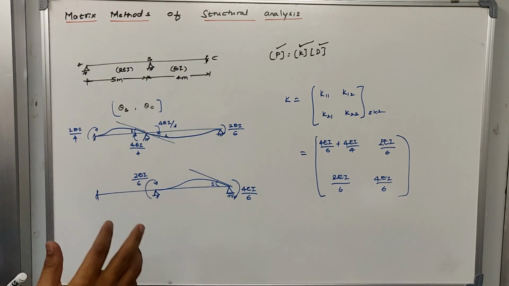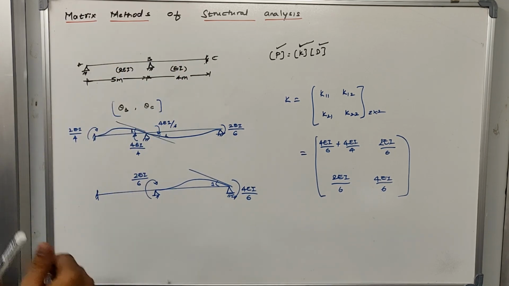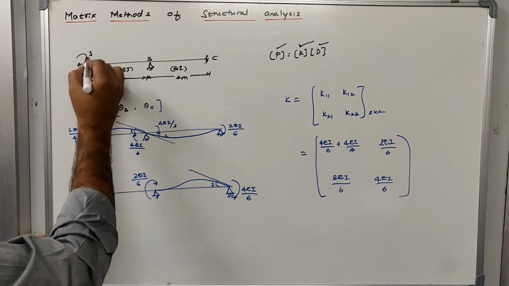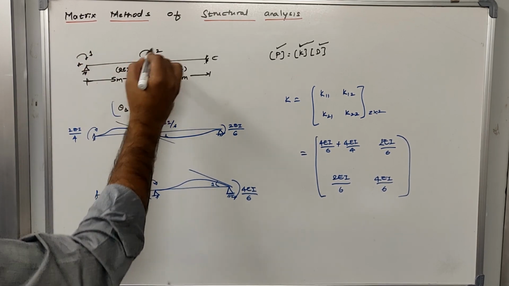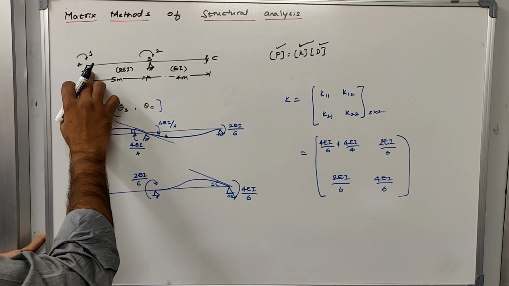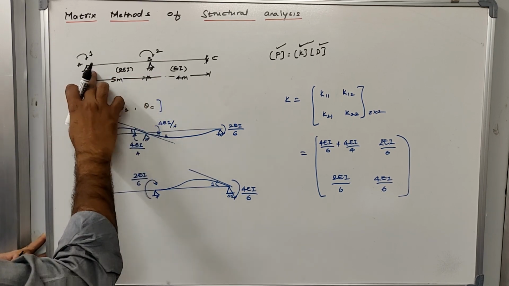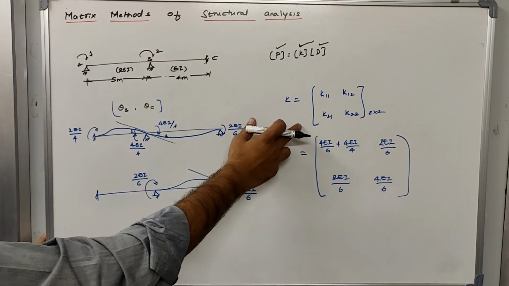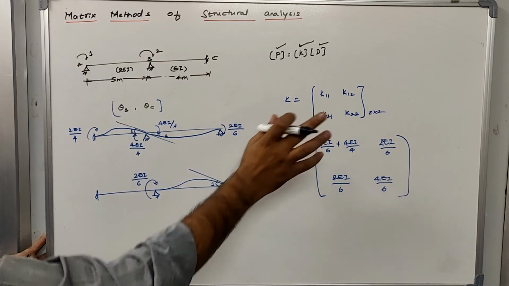You also try to figure out the values of the kinematic indeterminacy. There are 2 degrees of freedom. What are the 2 degrees of freedom? I'll just write down the 2 coordinates you will have. The first coordinate will be here and the second coordinate will be here. These are your theta A and theta B. Two kinematic indeterminacies are there, so 2 coordinates are there. So the stiffness matrix that will be developed will be a 2 by 2 matrix itself.